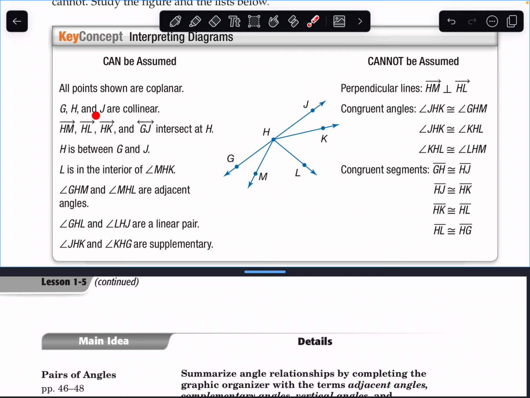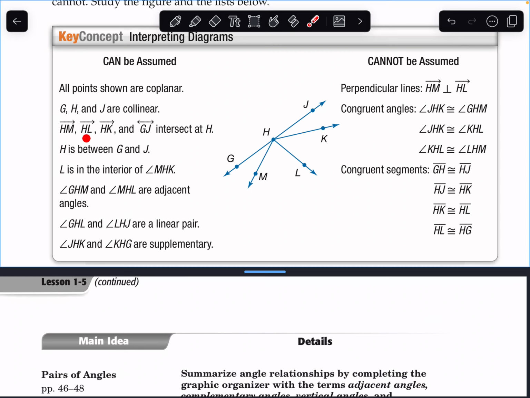G, H, J are collinear. If it looks good enough to be a straight line, we'll assume that it is. We're not going to trick you with, aha, it's not 180, it was 181 degrees. Nope. Good enough is good enough for a straight line.